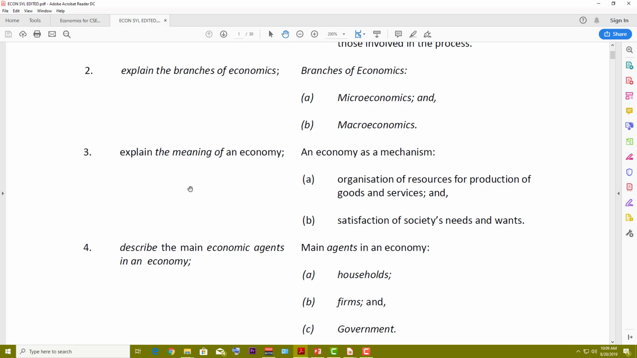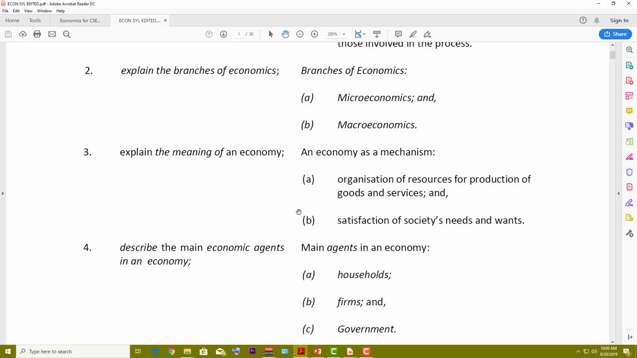But what exactly is an economy? Explain the meaning of an economy. An economy is a mechanism. So, you know, it's a system right there. One time you see mechanism, it's some kind of system: an organization of resources for production of goods and services and satisfaction of society's needs and wants. So the economy is that mechanism or system responsible for organizing resources for the production of goods and services, your food, your financial services, those things, and also to satisfy society's needs and wants. Because at the end of the day, the economy has to serve the people as best as it can.